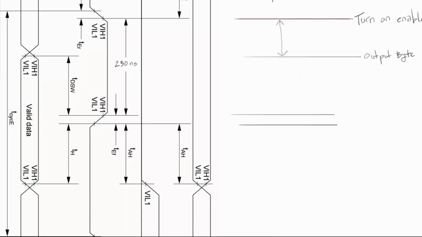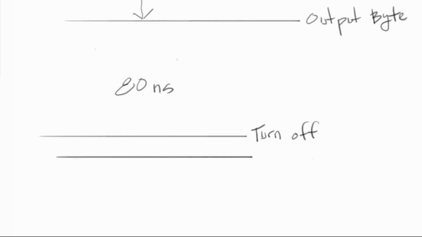We have to wait a certain time after we output the byte before we can turn off the enable. So let's take a look. What is that DSW symbol? That is a minimum of 80 nanoseconds. So now we can turn off the enable after the 80 nanoseconds.